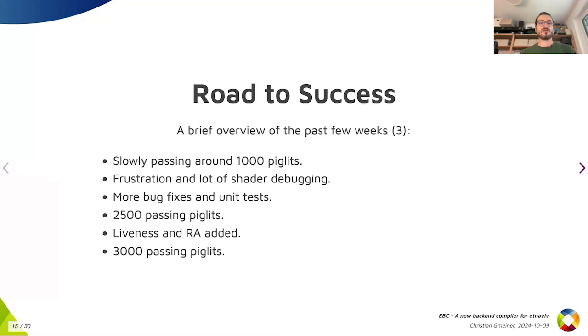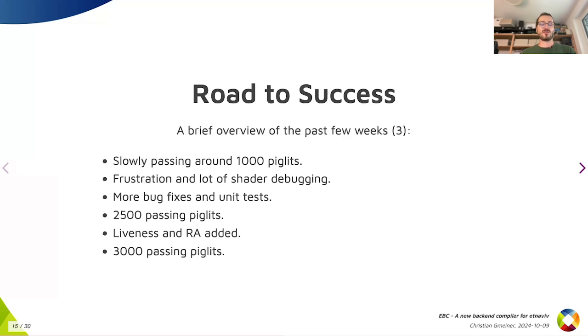In the next phase, the number of passing piglet tests started to increase, although progress was slow and required a lot of effort. I managed to reach around 1000 passing tests, but it came with a lot of frustration. Debugging shaders took up most of my time during this period. Despite the difficulties, I continued fixing bugs and adding more unit tests, which eventually increased the number of passing tests to more than 2500. A major turning point was adding support for liveness analysis and register allocation.